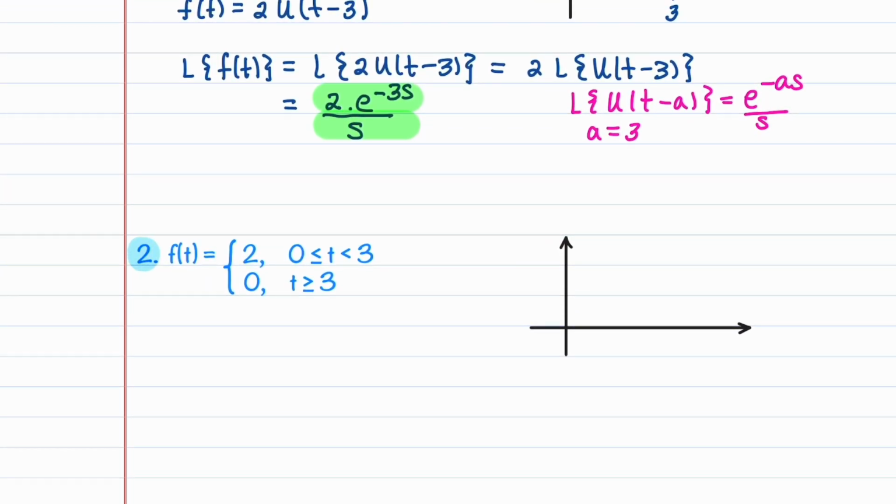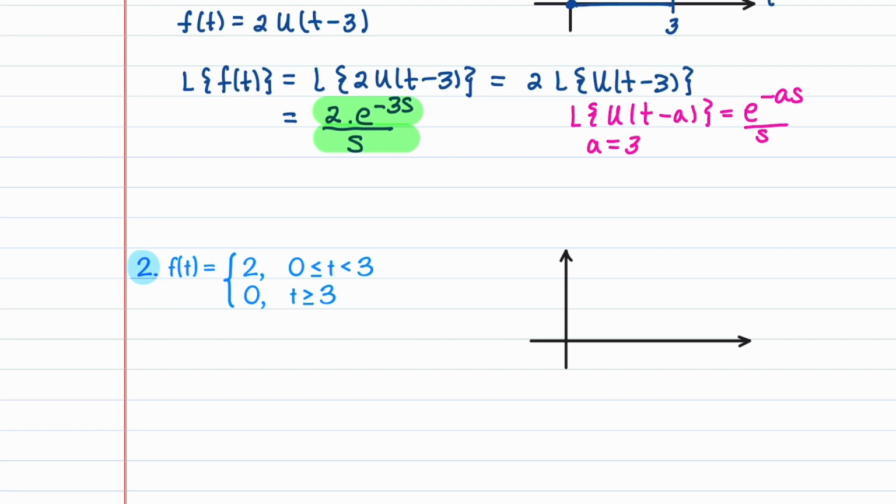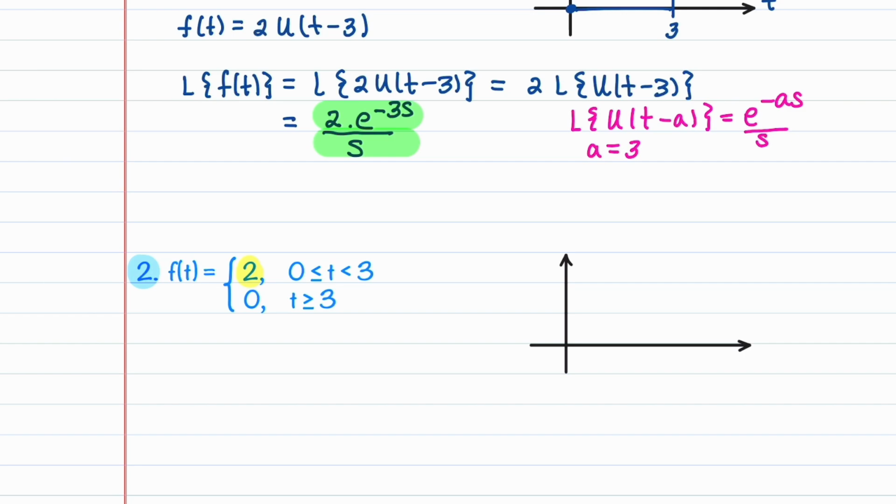Let's look at our second example. I wanted to do one like this because it's just the opposite of what we just did. In this example, our function f of t is equal to 2 at the beginning, and then when t is equal to 3, it becomes 0. Let's go ahead and graph this. We have f, we have t, we'll put the point 3 right here, and we'll put this point as 2. Our function starts at 2, and then goes all the way to 3, and we'll put an open circle here, and then at 3, it becomes 0. Here, our function is first on, and then it turns off.